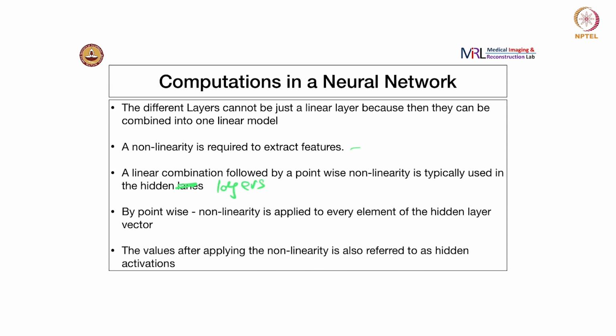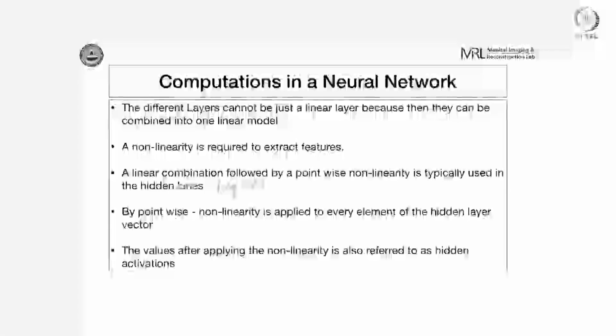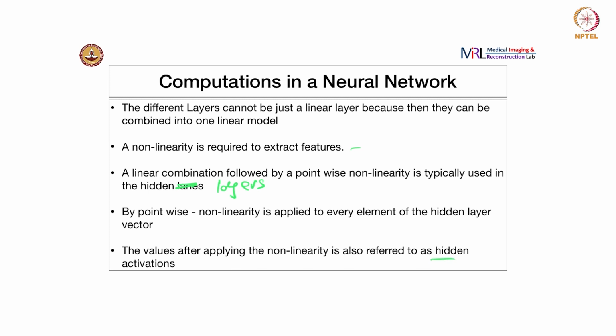So by point-wise non-linearity, we mean non-linearity is applied to every element of the hidden layer vector. The values that you get after applying the non-linearity to the affine transform, that is Z, are also referred to as hidden activations. Here's how we summarize the computations in a neural network.